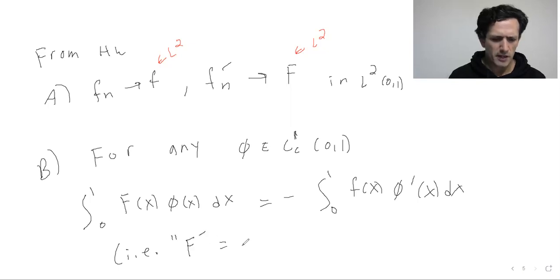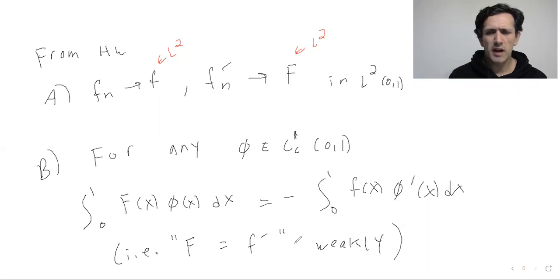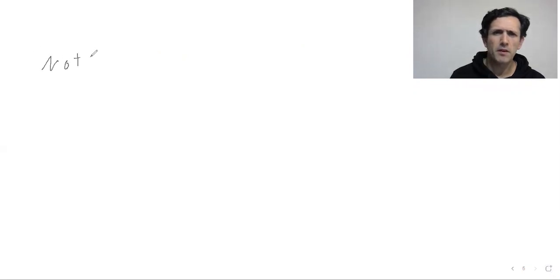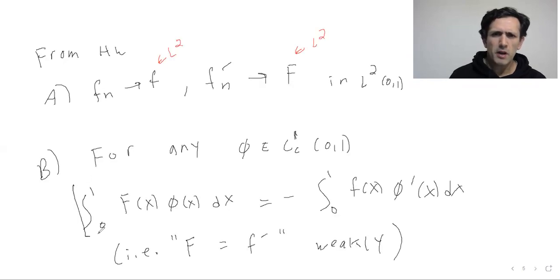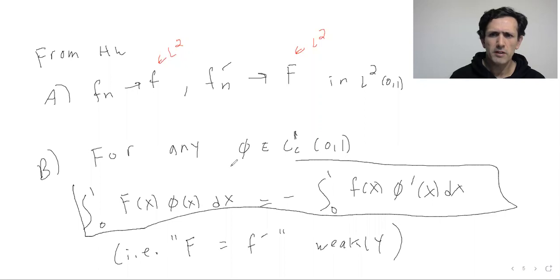big F is sort of like f prime in a weak sense. And in some sense, big F is like the derivative of little f. We call this a weak derivative because, in some sense, it behaves like the derivative of little f. So let me write this as an asterisk.